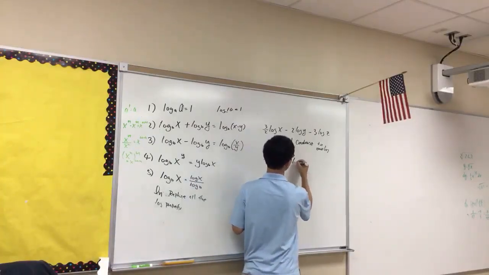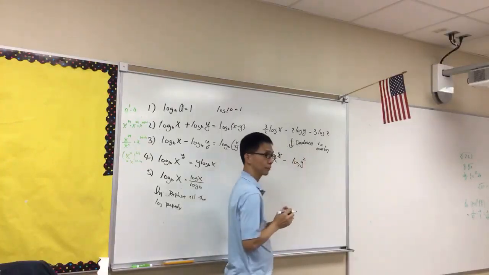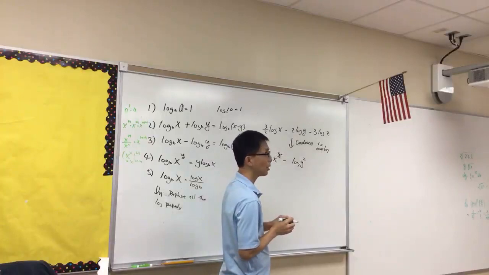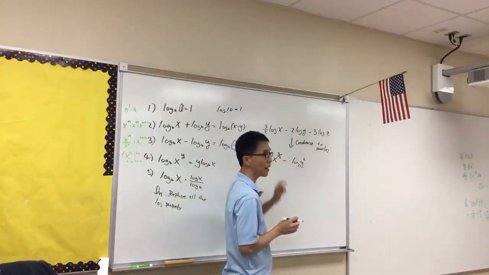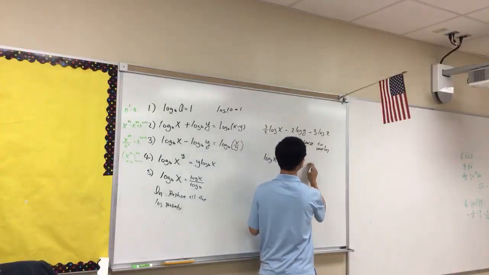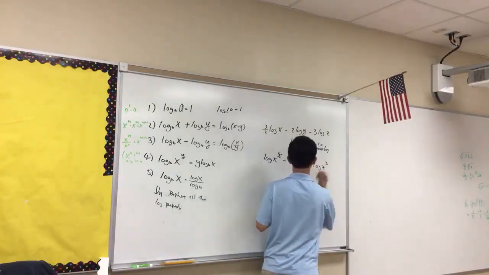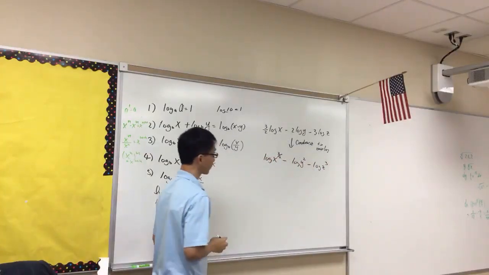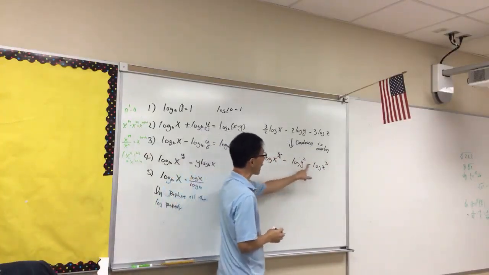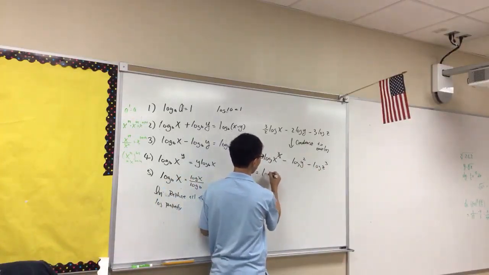Minus log of y to the square. Is that too hard? Because the coefficient becomes a power. And then what do I do next? Log of z to the third. Perfect. Now since they are subtraction, now you have to pay attention. I'm going to write everything in terms of 1 log.